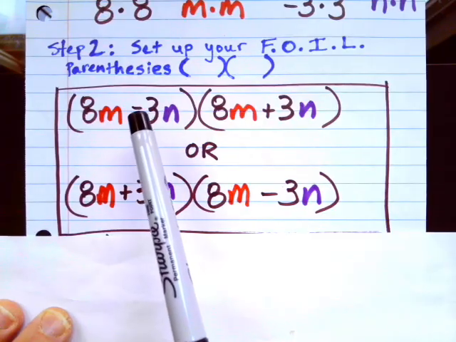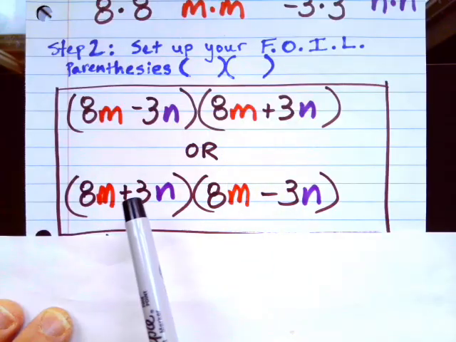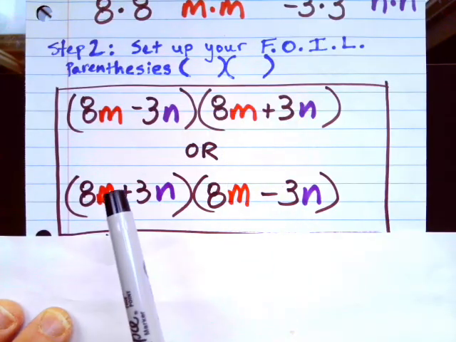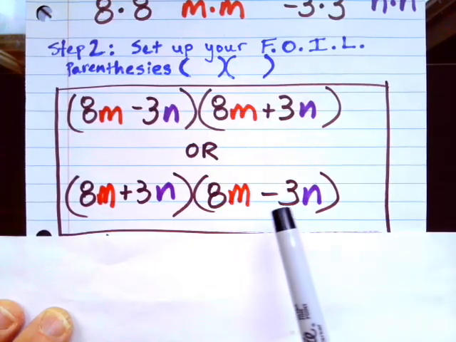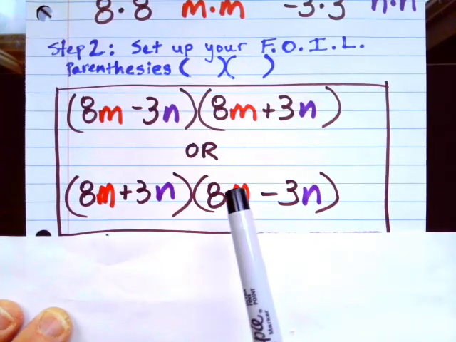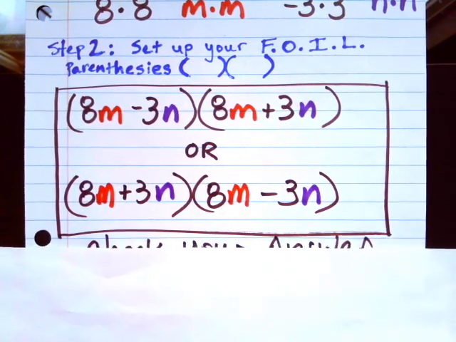Now, what I want to show you here is that you can put 8m plus that negative 3n here, and then the other term will go here. Or you can take this term here and you can put the plus 3n here, starting in the parentheses, which would just mean the other term inside the parentheses would go here. You can write them either way. Both mean the exact same thing.